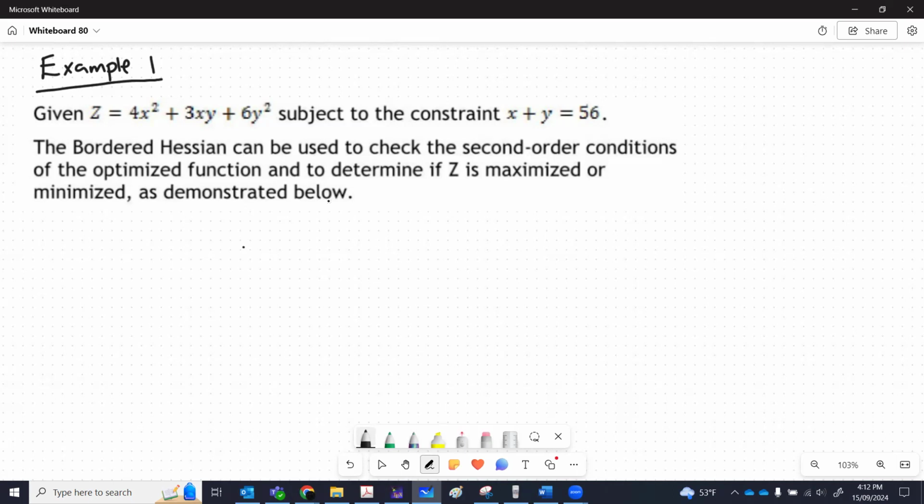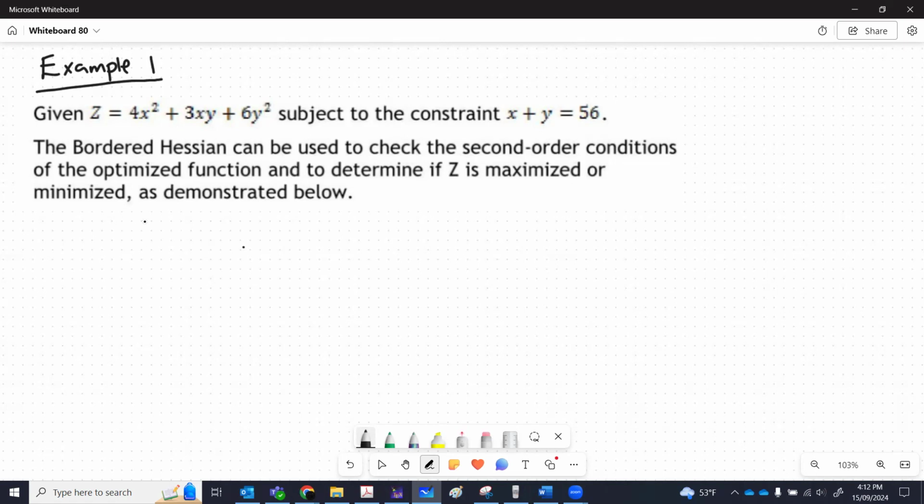Given z is equal to 4x squared plus 3xy plus 6y squared, subject to this constraint that x plus y is equal to 56. The bordered Hessian can be used to check the second order conditions for the optimized function. And then we want to see, is z going to be maximized or minimized? Okay, so first thing we need to do is come up with our new Lagrange equation.